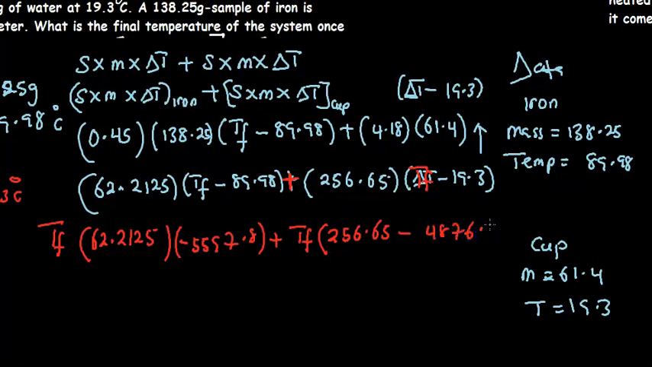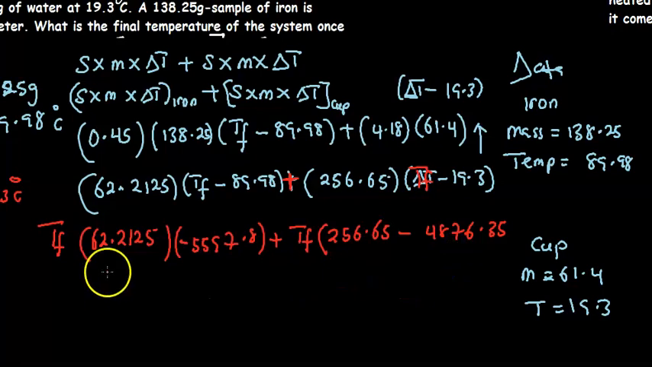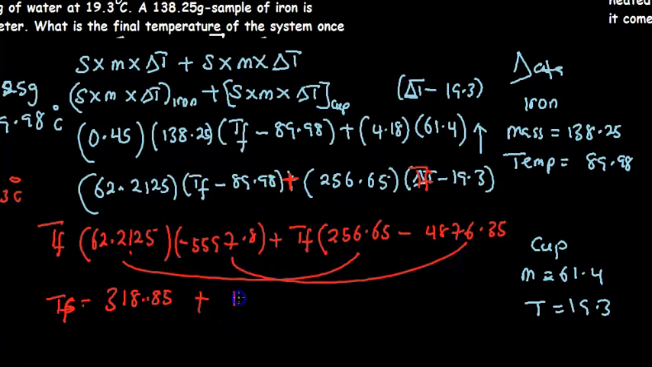Next thing you need to do here is to add. You are going to add this by this, and this by this. In this case, 62.2125 plus 256.65. Here we'll be left with TF. If you add this by this, this is going to give you 318.85 TF. On the other hand side, the negatives become positive. If you add this by this, this is simply going to be 10,474.15.